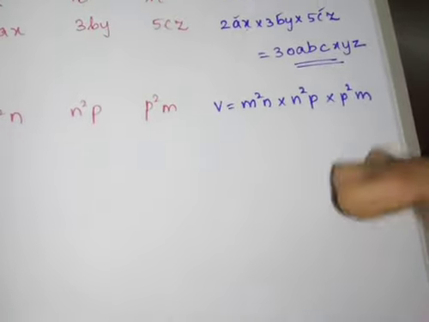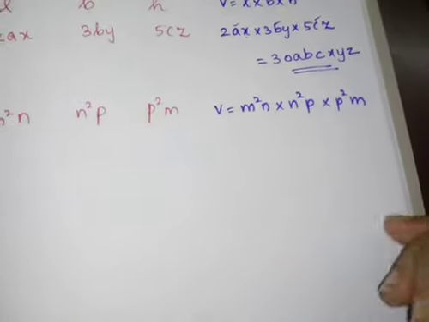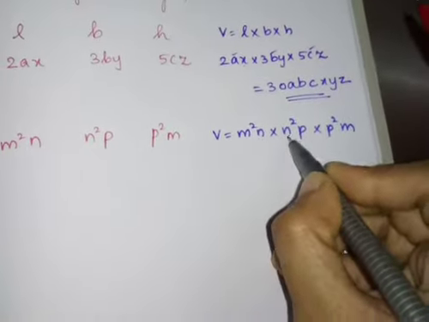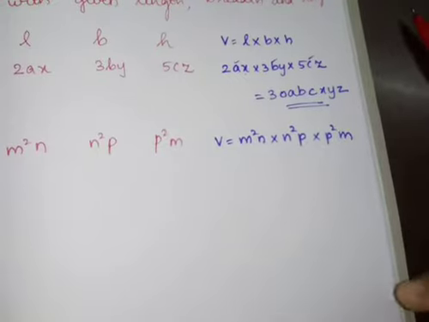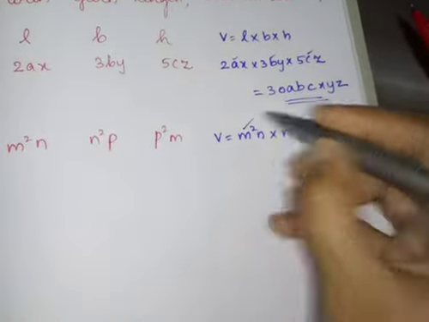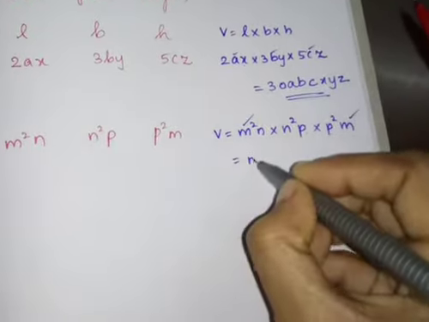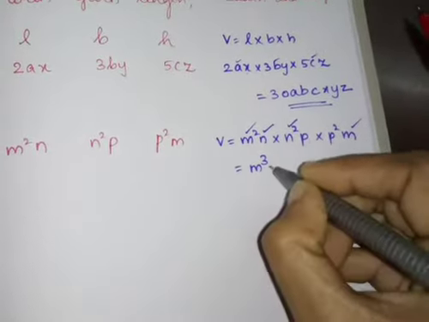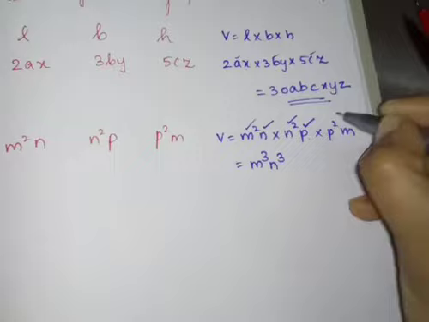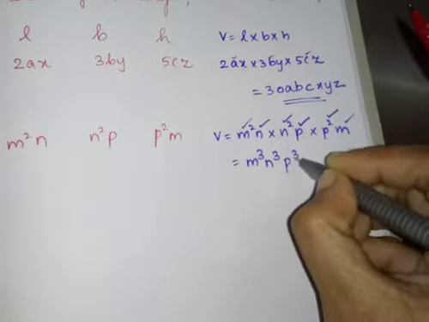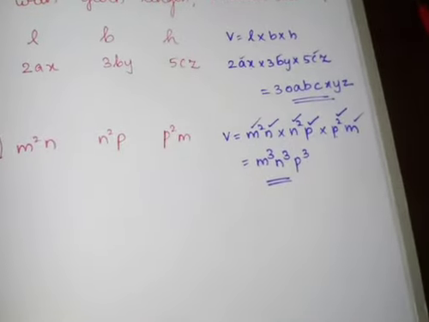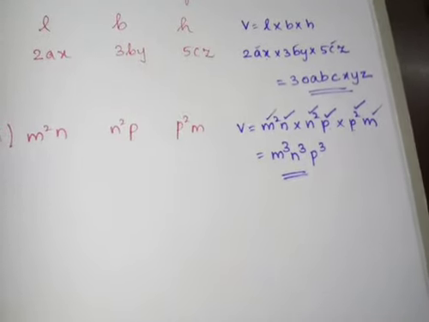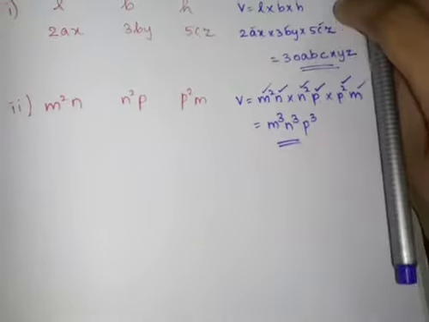If there is no numerical constant like that, you go to the variables. m square n, n square p, p square m. How many m's are there? m square into m is m cube. n square into n is n cube. p into p square is p cube. So what is the volume now? m cube n cube p cube. That's your volume.